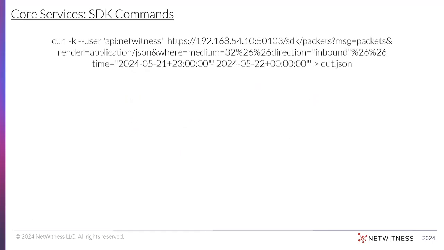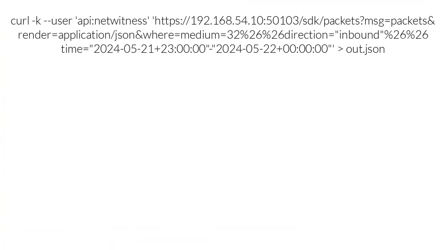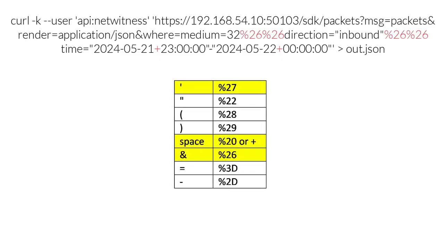The SDK commands will have some form of parameter that lets you select sessions of interest. For some calls, you'll be explicitly passing in those session IDs. For others, you'd pass in a query or other selection criteria. This example here is an SDK packets call. You'll notice some % signs followed by numbers, which indicates URL encoding. Certain special characters in portions of the call need to be formatted in this way, and it's important to handle these correctly in your scripts.